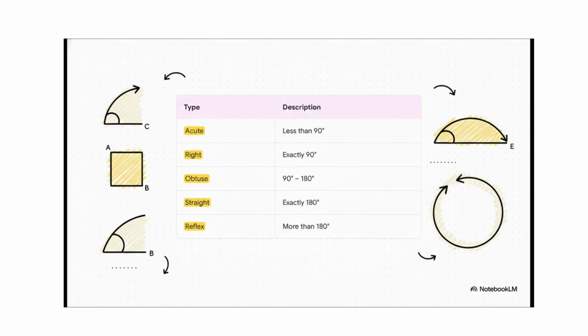You know, what's so cool about this is that all these fancy-sounding names, acute, right, obtuse, they're just descriptions of how much of a turn you've made. An acute angle, that's just a little turn. A right angle, like the corner of a book, that's a perfect quarter turn. An obtuse angle is a nice wide turn. And so on. It all comes back to that one simple action.